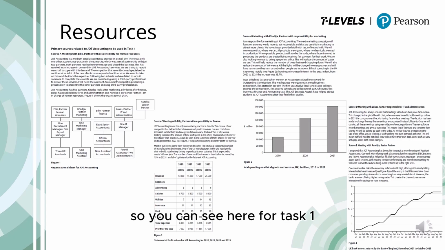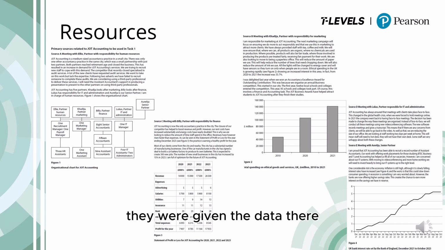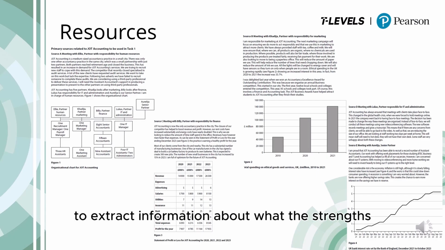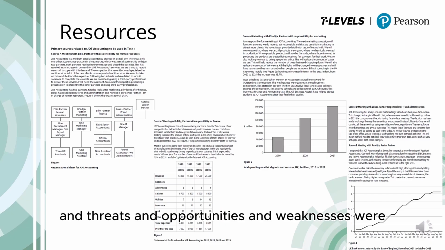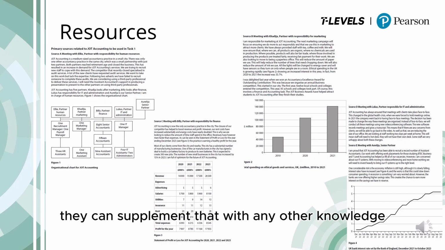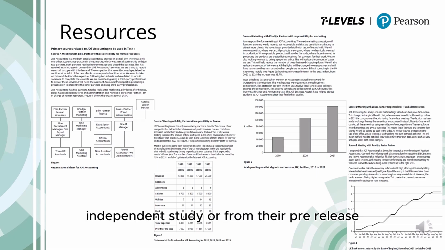So you can see here for task 1, they were given an organisational chart. They were given the data there to help them with their calculations. They were also given some secondary data that they can use as well to extract information about what the strengths and threats and opportunities and weaknesses were, and then apply that in their work. And then obviously they can supplement that with any other knowledge that they've got, maybe from being taught in class, independent study, or from their pre-release.